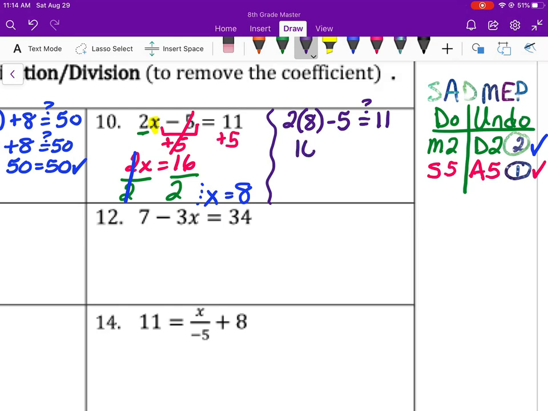2 times 8 is 16 minus 5. 16 minus 5 is 11. Then we have check and box.